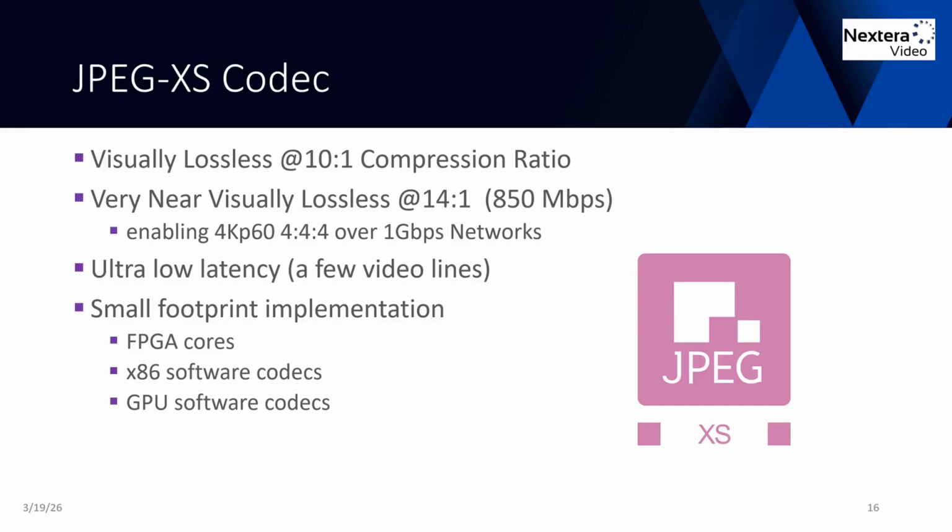A little bit more about the JPEG XS codec. I mentioned a few codecs that are supported. This is the one that's the most popular. It's been around the longest. It gives you visually lossless at 10:1 compression ratio, which is around 2 gigabits, something like that. Very near visually lossless at 14:1, which is 850 meg, which is a nice, comfortable number to fit in the 1 gig limit. Ultra low latency, just a handful of lines each direction, and a very small footprint.